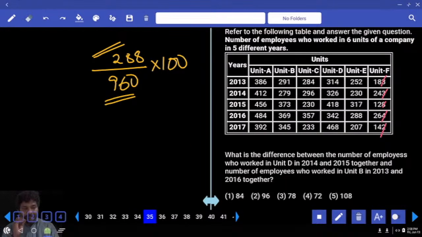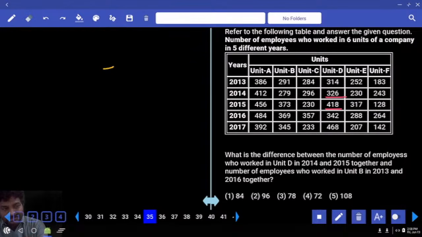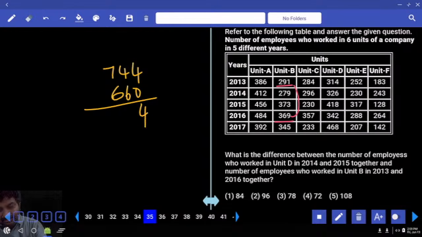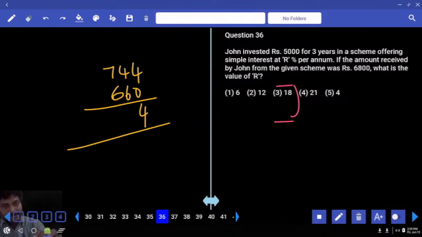What is the difference between the number of employees who worked in Unit D in 2014-15 together? Unit D 14-15 together. 326, 418, 744. And the number of employees who worked in B 2013-16. B, 2013-2016. If 9 is added here, the first number becomes 300, the other number becomes 360. Total 600 and ends with... only one. Yes, following.